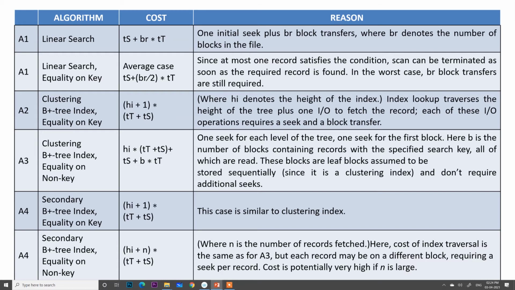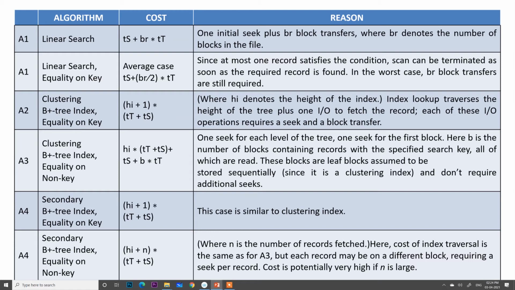The next algorithm is clustering B plus tree index, equality on non-key. So here, a non-key means, if you are dealing with a key value, then it is straightforward. You can directly go to the key attribute and search for your record. Suppose your record is not present in the key attribute but in a non-key attribute, you may not be able to locate your record suddenly and quickly. So you have to read all the attributes in the block. It will take some time.